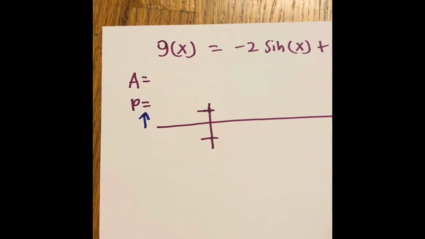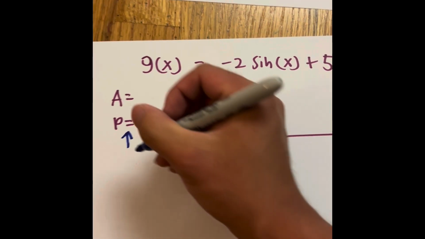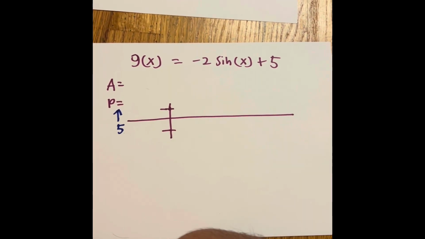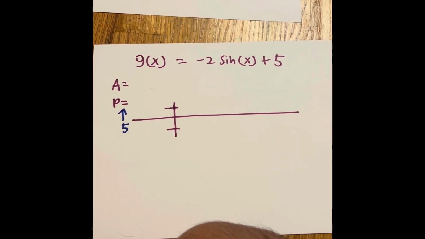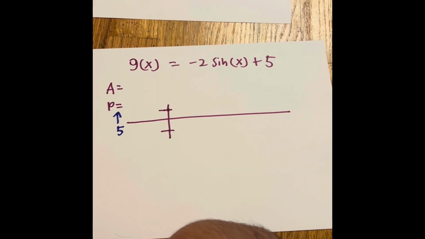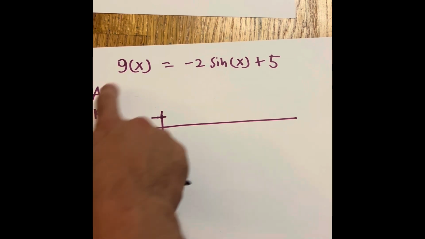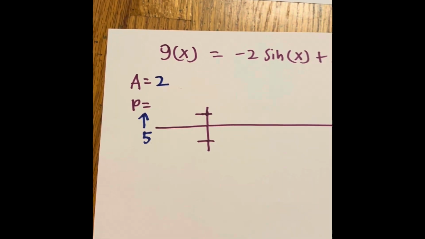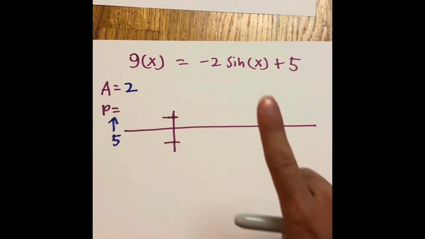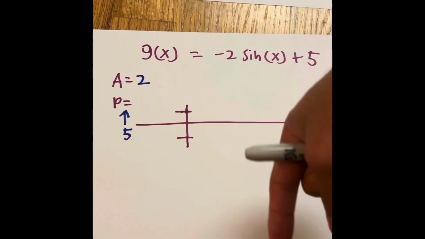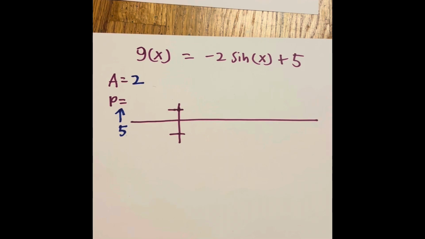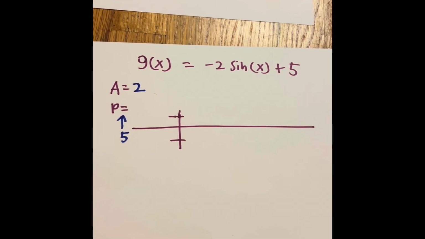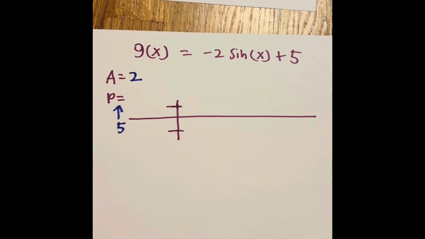So this horizontal line is not 0. Instead, it represents the number 5 on the y-axis. Now let's take a look at the amplitude. So we have the amplitude, and we have 2. Remember, the amplitude is always going to be positive because it goes 2 units up and 2 units down. You can't have negative amplitudes, in terms of geometry and trigonometry, you can't really do that.